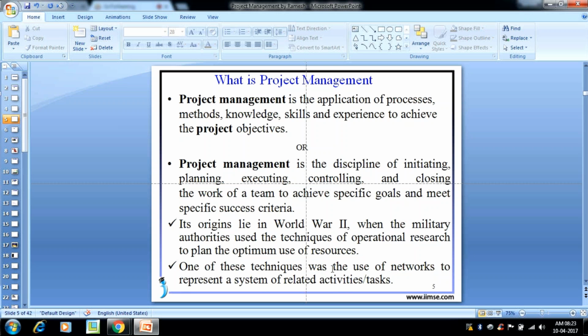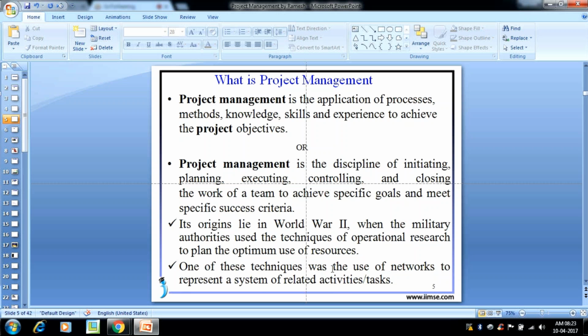Planning means after initiation you should do some planning. That means the sequential order, what is required, everything we should know. That's the planning. Execution is the working of our project. Controlling means after completing our project, or in between, we do some controlling, quality controlling. And finally we close our project if it succeeds in the controlling.